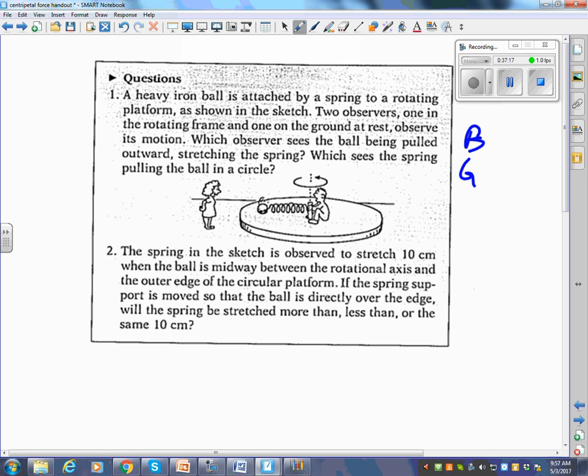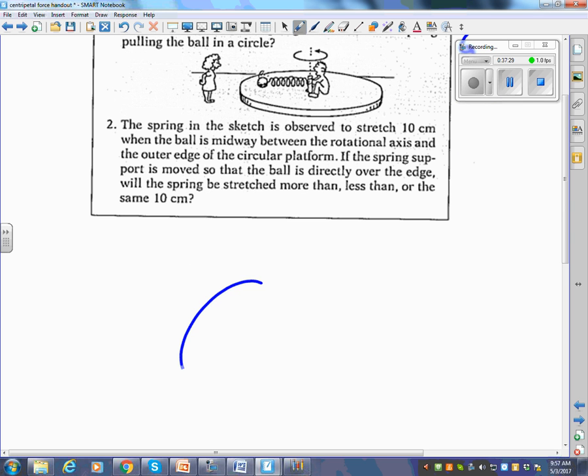Here's the harder one. The spring in the sketch is observed to stretch 10 centimeters when the ball is midway between the rotational axis and the outer edge of the circular platform. In other words, they make it really complicated. Okay, so if we start like this, and we put the ball right there, this is midway. So the ball is exactly halfway, and then when you start to spin it, and it stretches the spring, this stretch distance is going to be 10 centimeters.